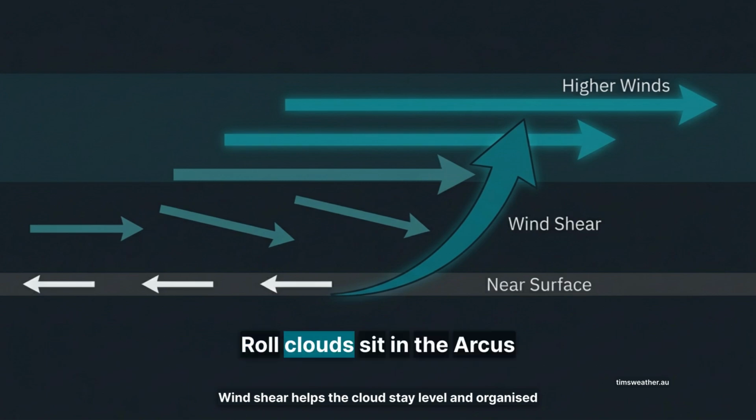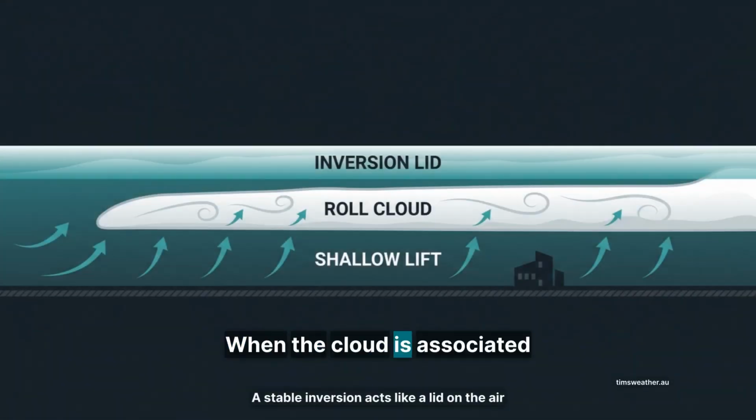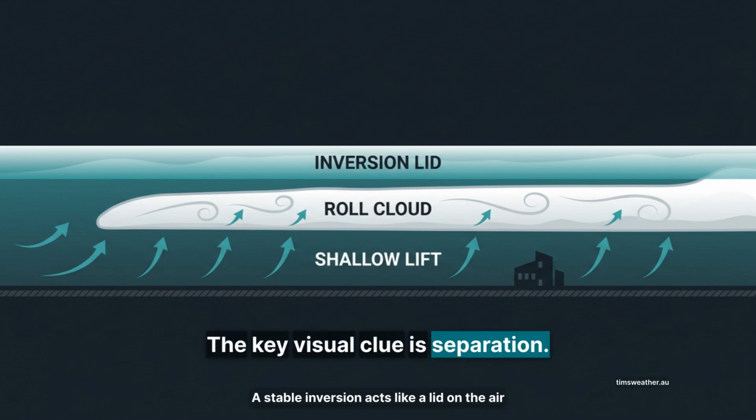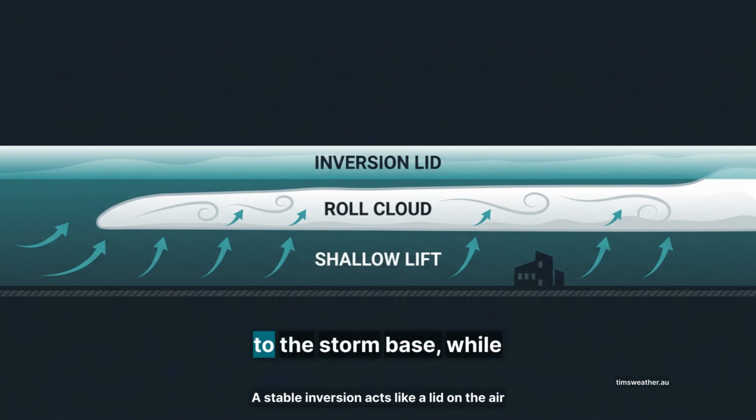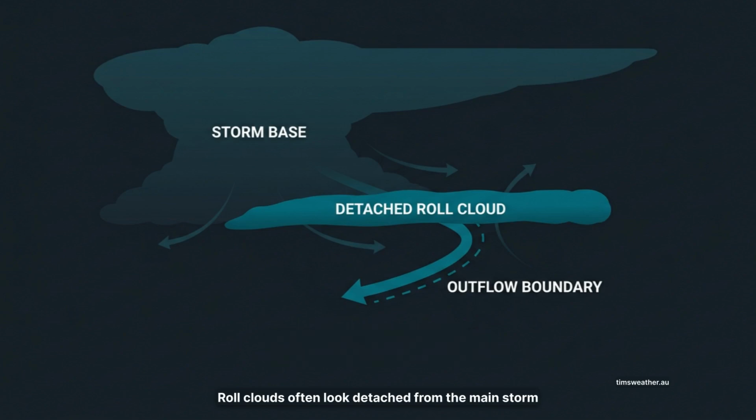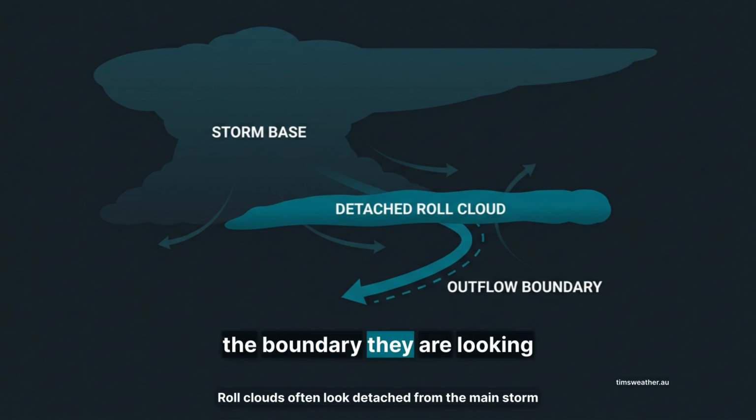Roll clouds sit in the Arcus cloud family, but their modern cloud species name is volutus. When the cloud is associated with stratocumulus, the formal name is stratocumulus volutus. The key visual clue is separation. A shelf cloud remains attached to the storm base, while a roll cloud appears lower and detached from it. That difference helps storm spotters read what part of the boundary they are looking at.